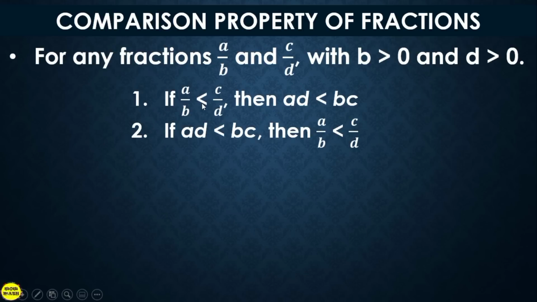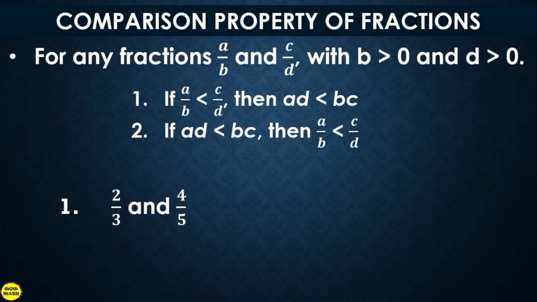So ito, i-cross multiply natin yan. So ibig sabihin, kung mas mababa yung a over b natin kaysa c over d, so we can say that yung product ni ad ay mas mababa sa product ni bc or ni cb. Ganon din dito, if your ad is less than bc, then a over b is less than c over d.